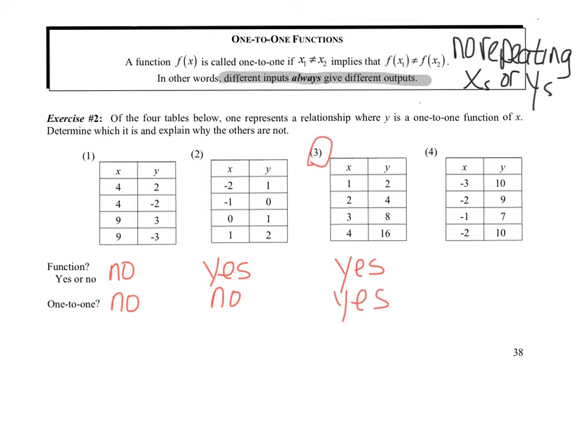So this is the one they were talking about, but I'm still going to look at the fourth one. I'm seeing repeating negative 2's, right? So this is not a function, therefore it cannot be one-to-one.